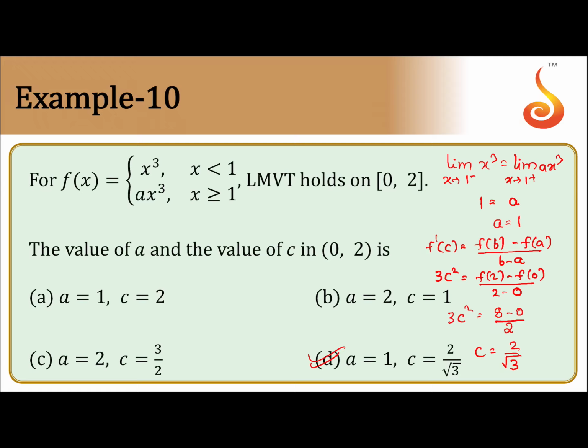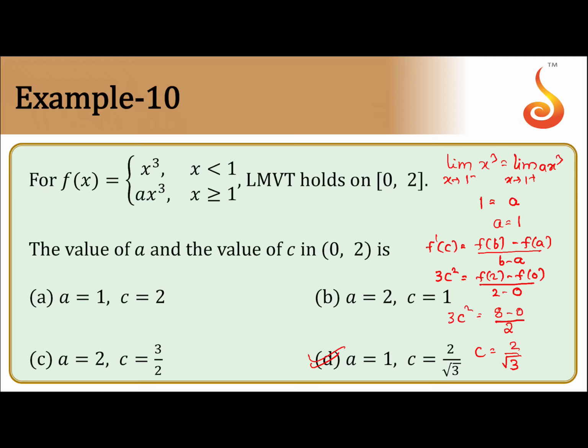The function is continuous in the closed interval, differentiable in the open interval, and there exists a c such that f dash c is equal to f of b minus f of a by b minus a. From this, a we already got by applying the continuity definition, and c we got by applying the Lagrange's mean value basic definition.